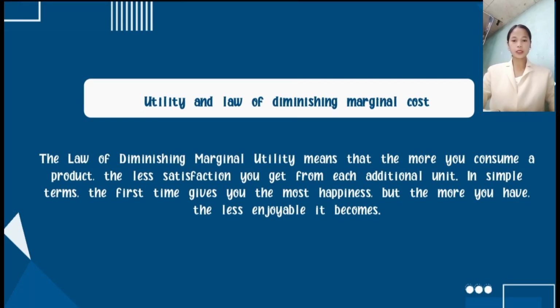So let's proceed to utility and the law of diminishing marginal utility. So the law of diminishing marginal utility means that the more you consume a product, the less satisfaction you get from each additional unit. In simple terms, the first time gives you the most happiness, but the more you have, the less enjoyable it becomes.